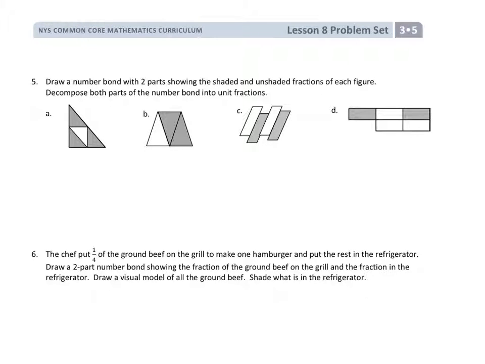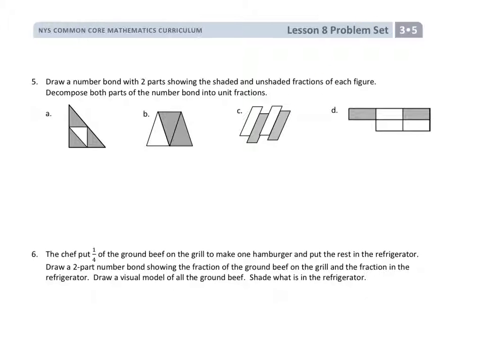Alright, on this side we're going to be doing something very similar. Let's go ahead and read the directions. We're going to draw a number bond with 2 parts, showing the shaded and unshaded fractions of each figure. So that's what we did on the front side. And then we're going to decompose both parts of the number bond into unit fractions. We're not going to really worry a bunch about that second part.